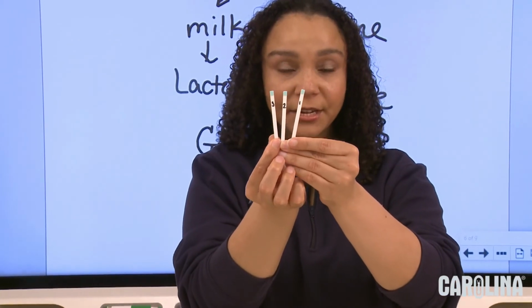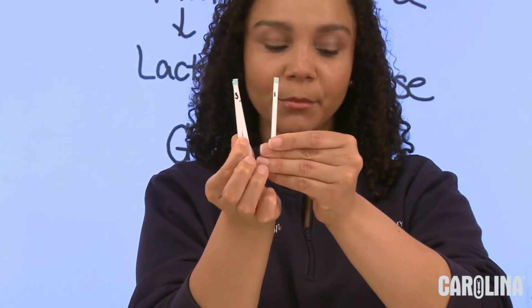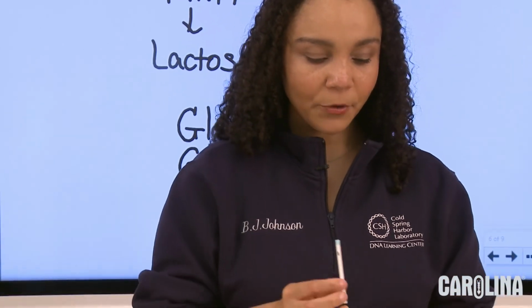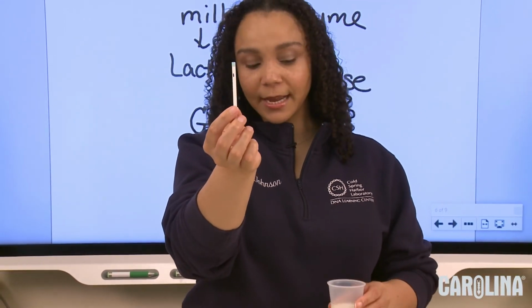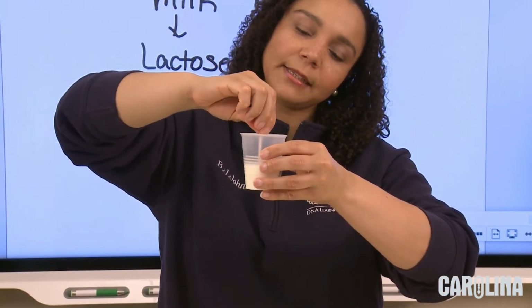And what you can see right now is they're all the same color, so there's no difference. I'm going to use number 1 first. And the way I'm going to do that is I'm going to take the blue side, dip it into the milk, and swirl it for 10 seconds.